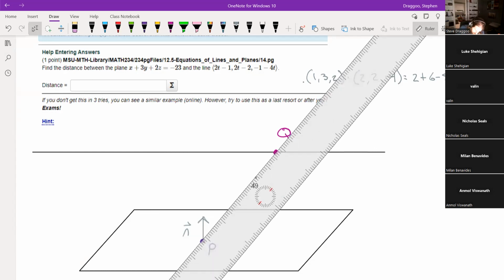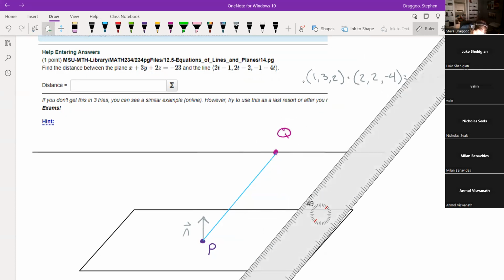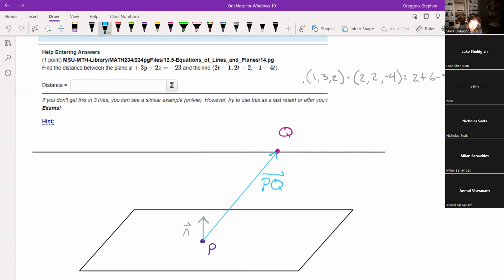Maybe it's a 49-degree angle instead. I can just move my point so that it matches a little bit more nicely. Slide to the right. Yeah. So this is my vector PQ. What I want to do in order to find the distance between the line and the plane is project this vector that I just drew onto the normal vector.